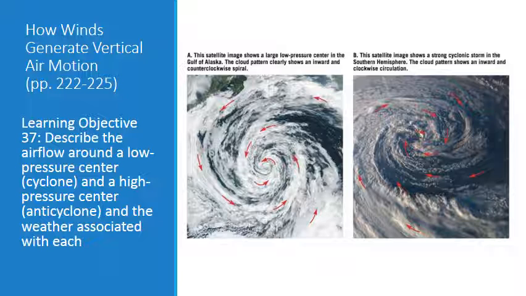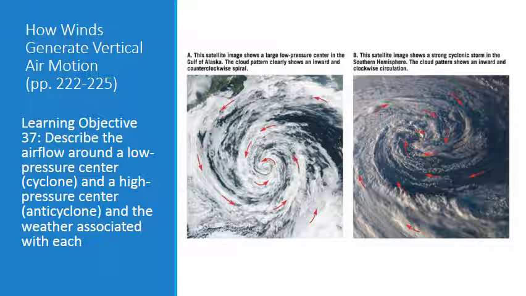Look for a minute here at these two pictures. Both are low pressure centers. One is in the northern hemisphere, the other one is in the southern hemisphere. Can you figure out which one is which? The one on the left is the northern hemisphere. It is a large low pressure center in the Gulf of Alaska. The cloud pattern shows an inward counterclockwise spiral. That counterclockwise direction is your clue that the storm is in the northern hemisphere.